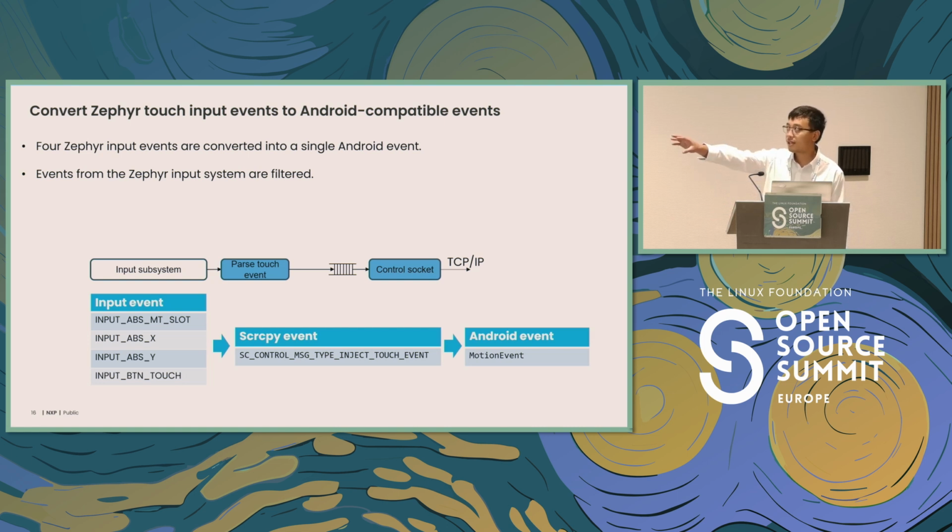So we need to convert it into a single screen copy event. We do that using the port touch event function. And then this event will be received on the Android side, converted into a motion event, and later injected into the Android phone, so that we can control the Android phone.